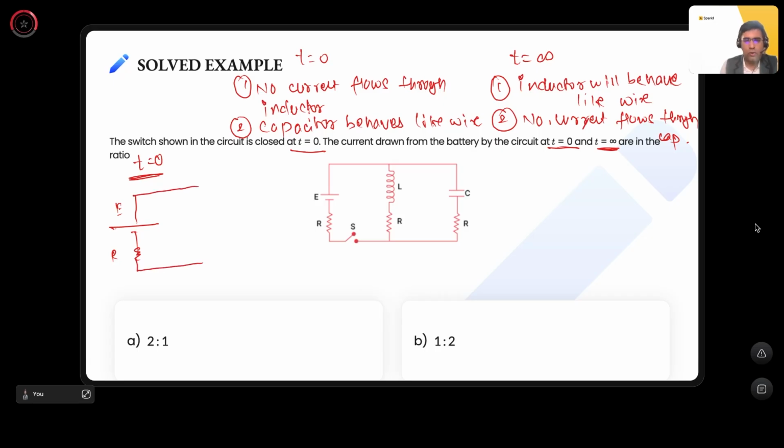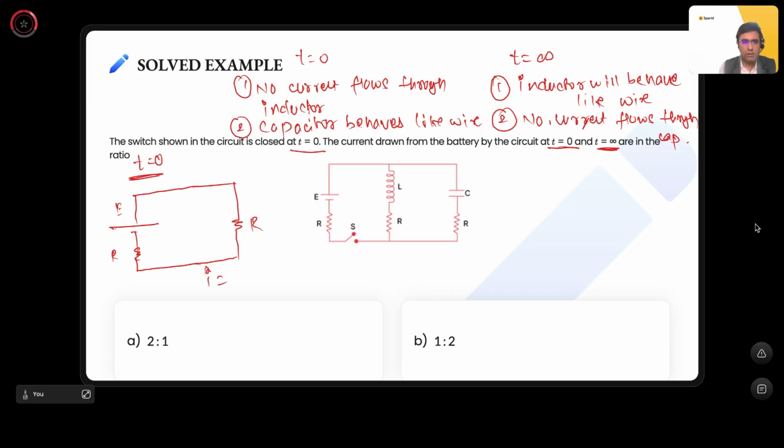Now there is no current through the branch of the inductor, so there is no point drawing it. And for the capacitor, we have to draw a simple wire. The capacitor will be treated like a wire. So the entire circuit at t equal to 0 will look like this. This branch I'm not drawing because there is no current flowing through this at t equal to 0, and this capacitor is treated like a wire.